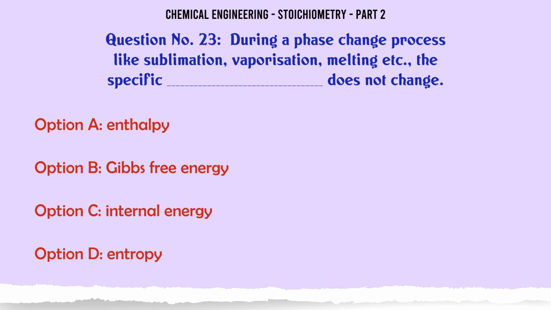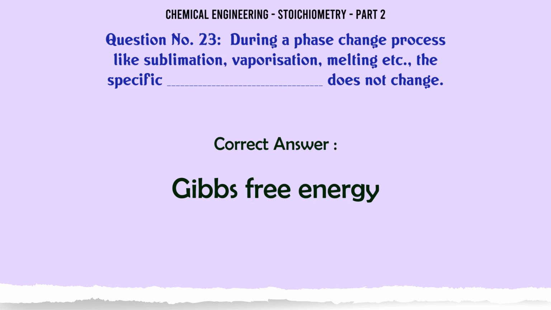During a phase change process like sublimation, vaporization, melting, etc., the specific property does not change: A enthalpy, B Gibbs free energy, C internal energy, D entropy. The correct answer is Gibbs free energy.